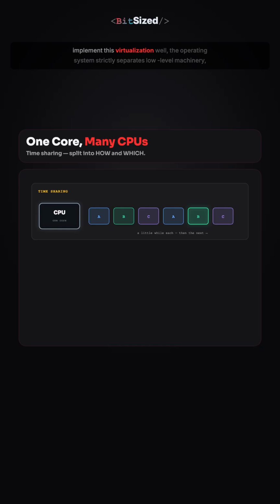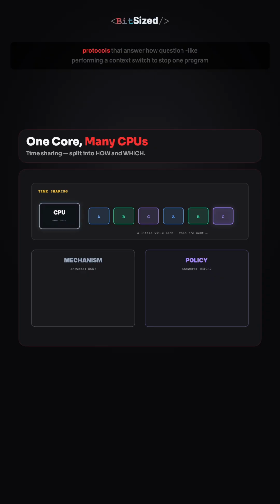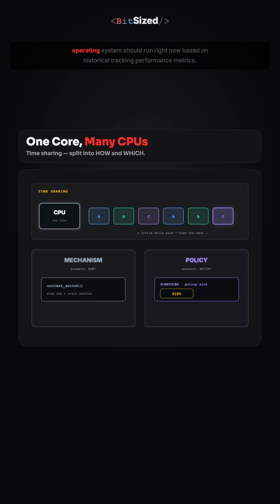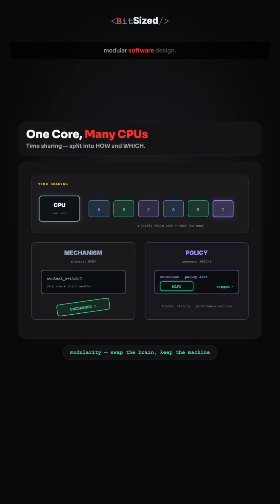To implement this virtualization well, the operating system strictly separates low-level machinery, called mechanisms, from high-level intelligence, called policies. Mechanisms are low-level protocols that answer the how question, like performing a context switch to stop one program and start another. Policies are algorithms that reside on top to answer the which question, such as a scheduling policy deciding which program the operating system should run right now based on historical tracking performance metrics. Separating the two allows developers to easily change scheduling algorithms without having to rethink the physical mechanism, achieving clean modular software design.